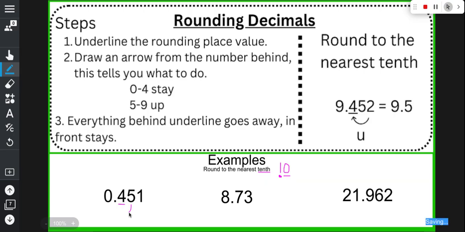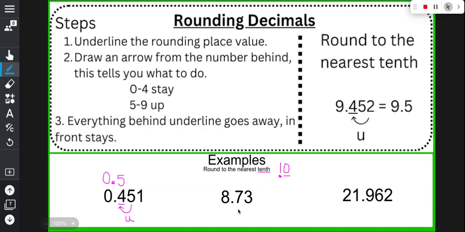The digit behind it tells it what to do. 5 says go up. So the 4, the underlined value, is going to go up by 1. Everything in front of it stays the same. Everything behind that underline goes away. We don't put anything in its place.